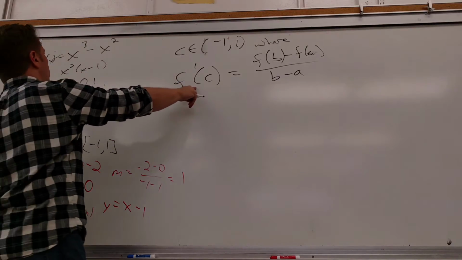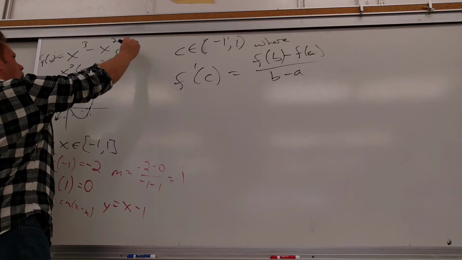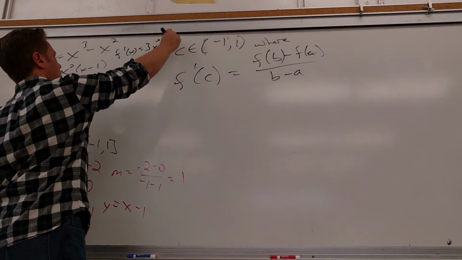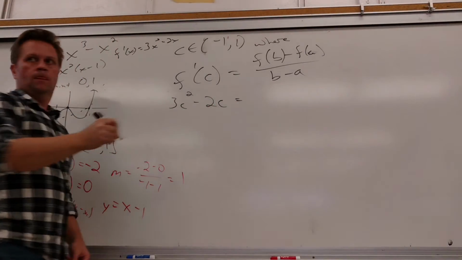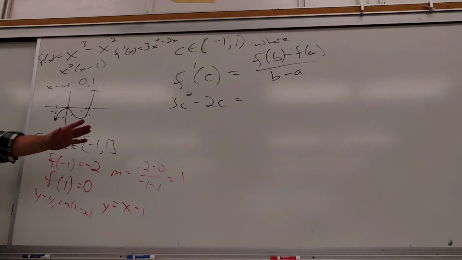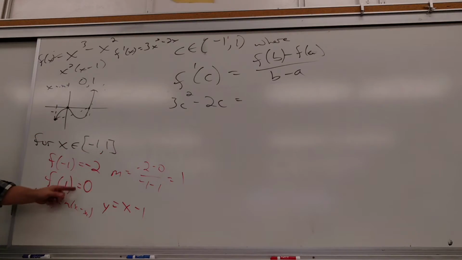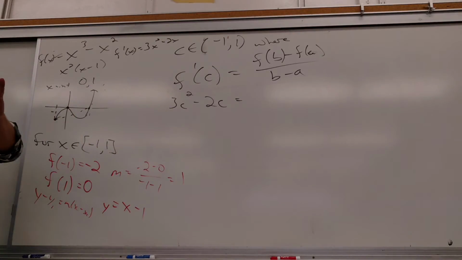So what is f prime of C? What is f prime? You already said it, right? 3x squared minus 2x. So f prime of C is 3c squared minus 2c. And we already did that. The slope is right here. Is 1, right? Do you guys understand? So the slope between the endpoints, we did that right here. The slope between the endpoints is 1. Are you guys still with me? Or have you been with me at all?